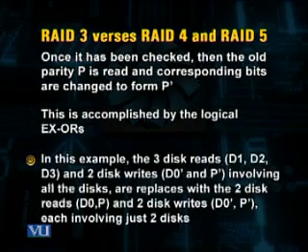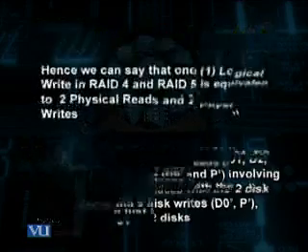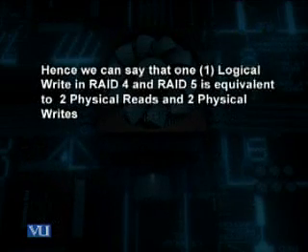In this example, you can see that the 3 disk reads, that is D1, D2, D3, and 2 disk writes, that is D0' and P', involving all the disks, are replaced with 2 disk reads, that is D0 and the parity P, and 2 disk writes, D0' and P', each involving just 2 disks. Hence, we can say that one logical write in RAID 4 and in RAID 5 is equivalent to 2 physical reads and 2 physical writes.